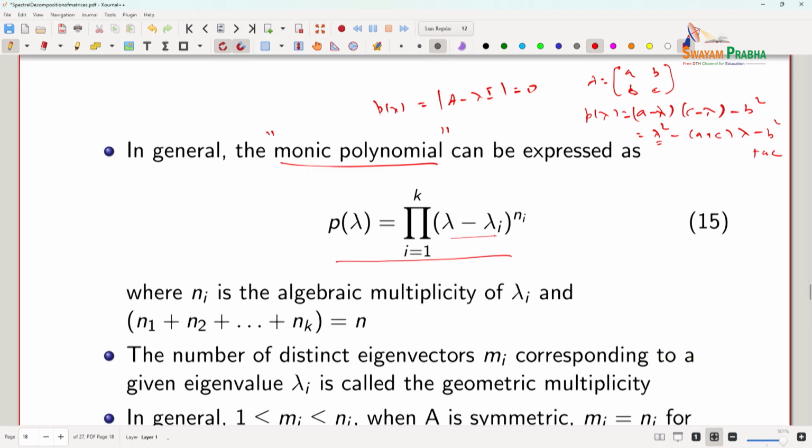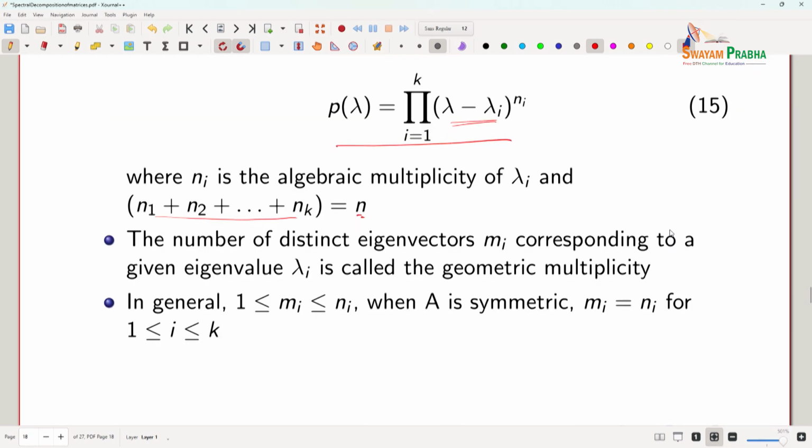So, lambda is an eigenvalue with algebraic multiplicity Ni. Ni is the algebraic multiplicity of lambda i. N1 plus n2 plus up to nk must be equal to n. The number of distinct eigenvectors Mi corresponding to the eigenvalue lambda i is called the geometric multiplicity.